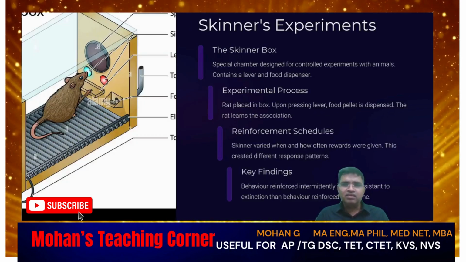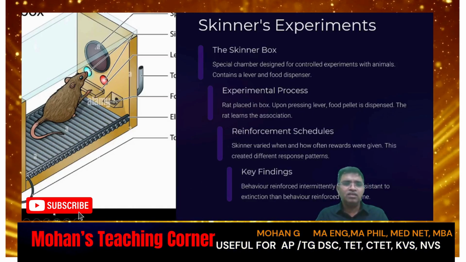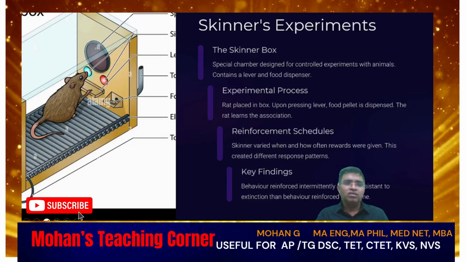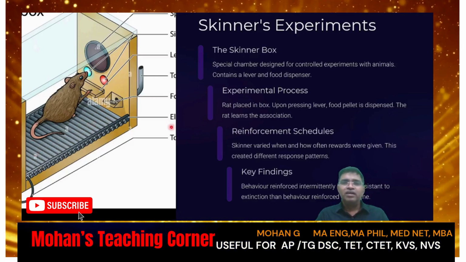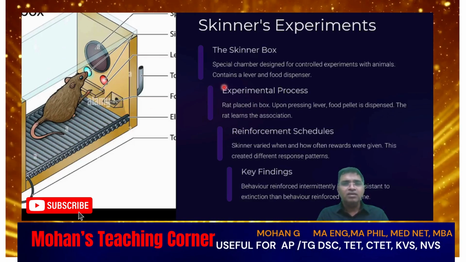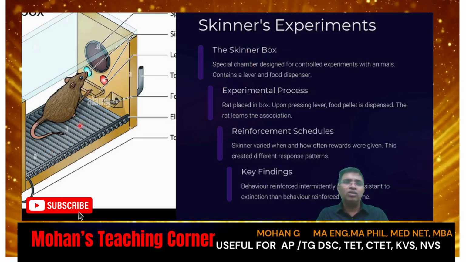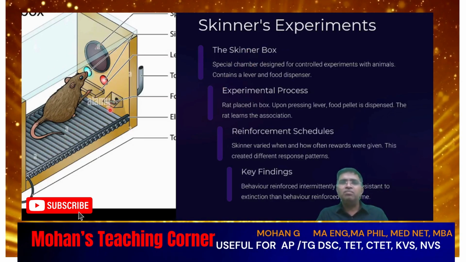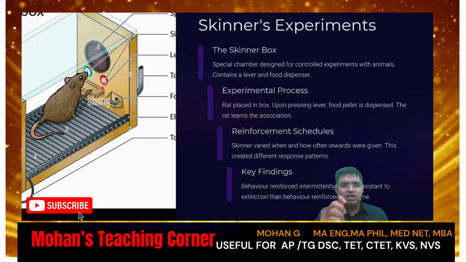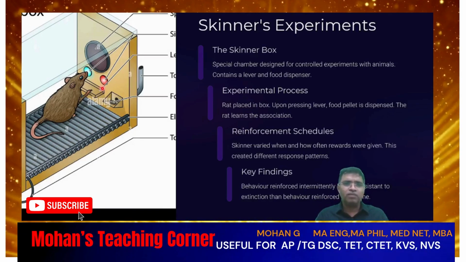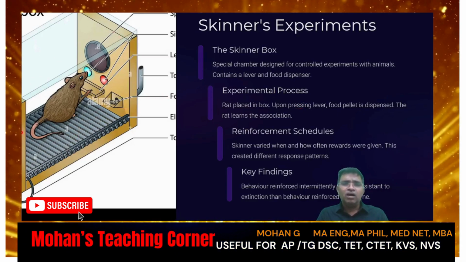Then here, Skinner's experiment. As you can see here, the rat is kept inside Skinner's box. It is a little chamber used to control experiments with animals, containing a lever and a food dispenser. There is a lever there. If the lever is pressed, then food comes. That is the thing. So the Skinner box is visible to others.